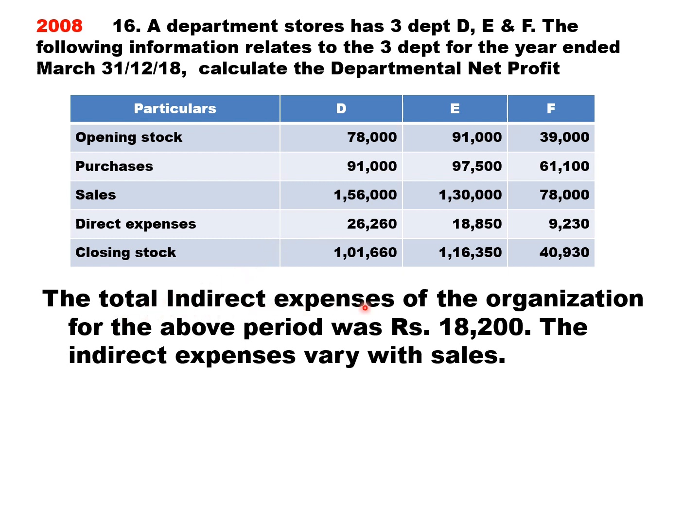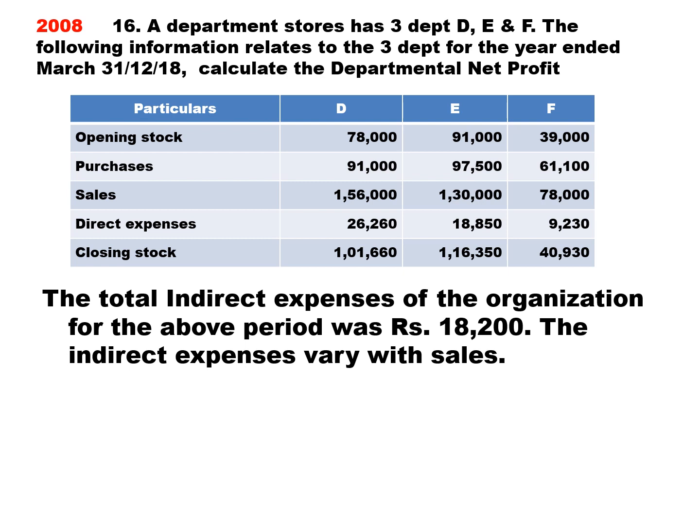The total indirect expenses of the organization for the above period was 18,200, and the indirect expenses vary with sales. It means indirect expenses are to be distributed in accordance with the sales ratio. Now let us look at the solution.